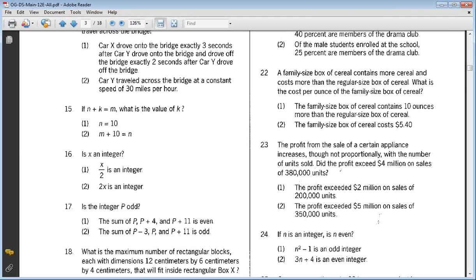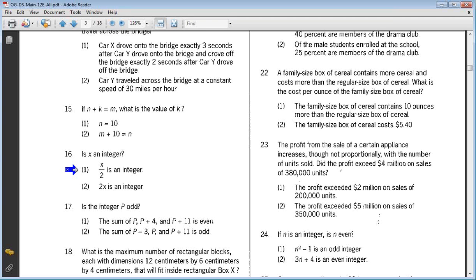Okay, returning to our discussion of data sufficiency questions, and more specifically of the yes-no type of data sufficiency question. Let's take a look at number 16 here. Is X an integer? Well, you'll notice that this is a yes-no type of data sufficiency question. We have to evaluate each statement individually and see if it answers the question, is X an integer?